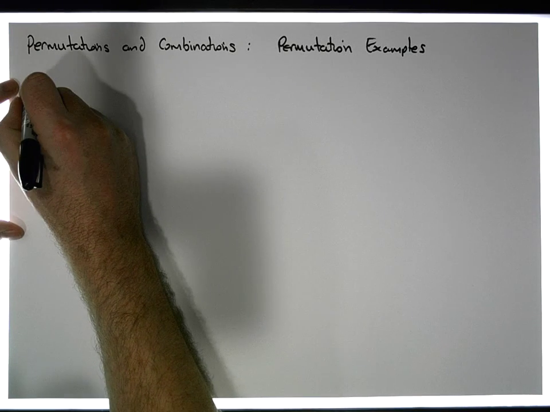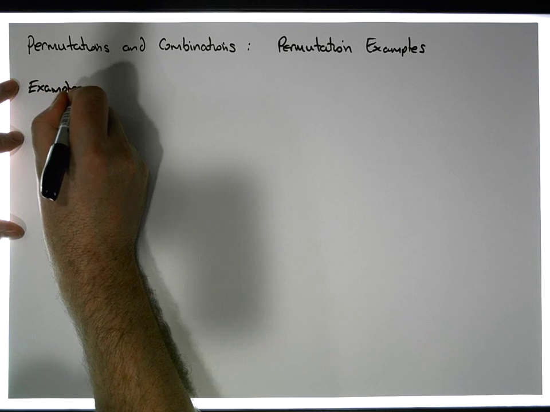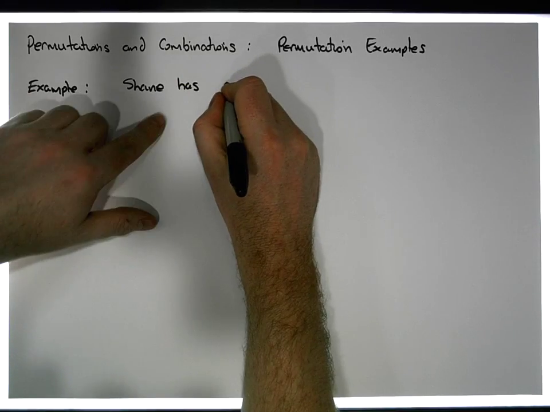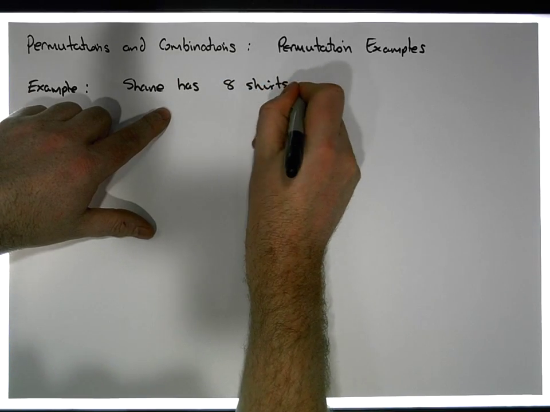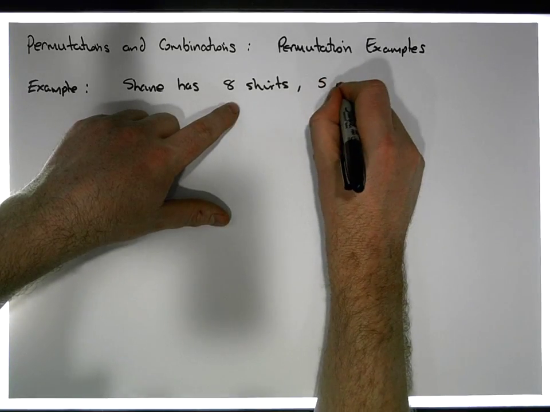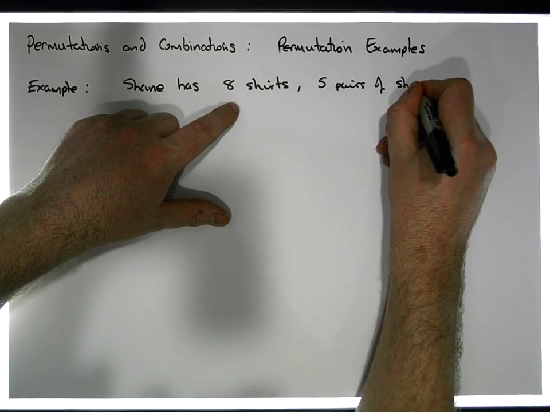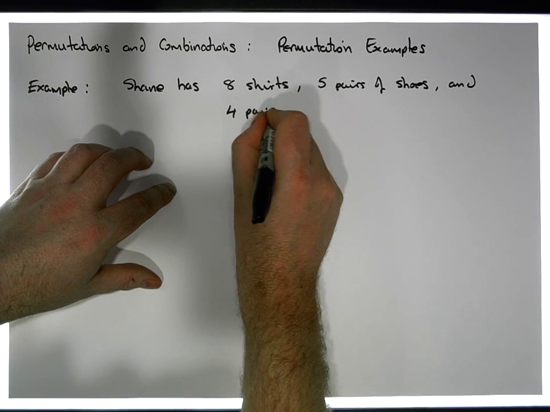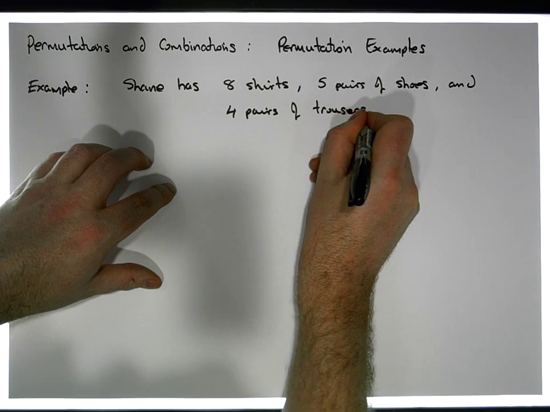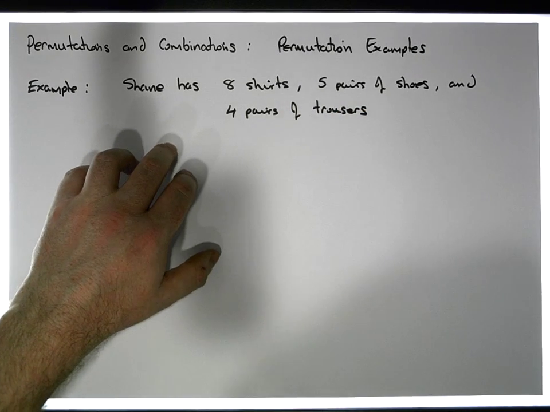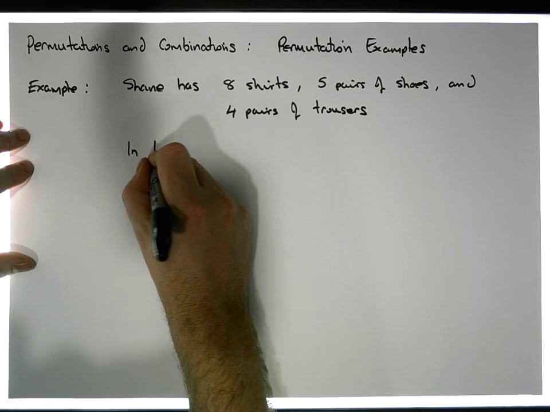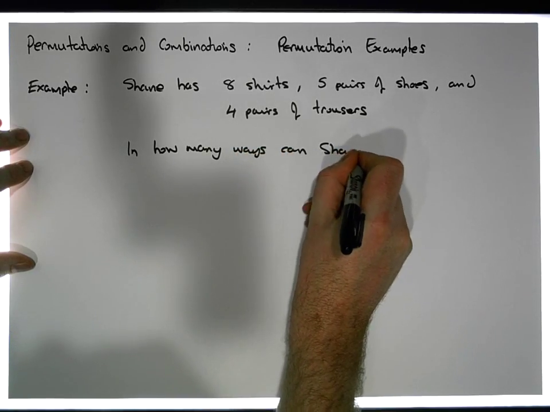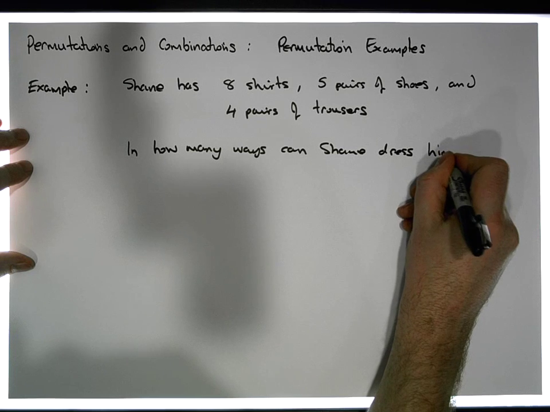So just some examples. Let's say for argument's sake that Shane has eight shirts. Let's say Shane has five pairs of shoes. And Shane has four pairs of trousers. And the question that we want to try to answer: in how many ways can Shane dress himself? It's a bit of an unusual question, but there you go.